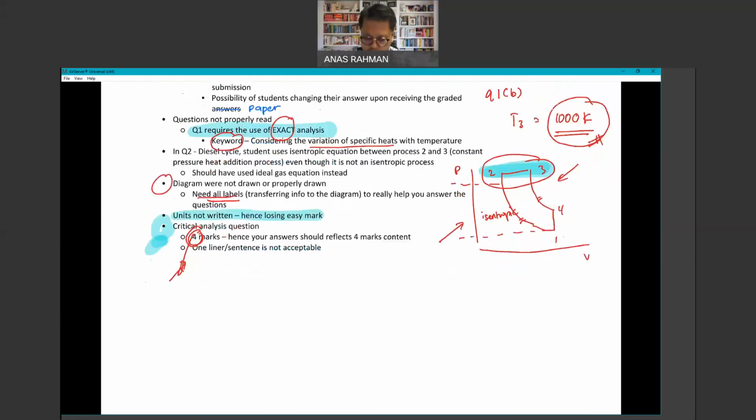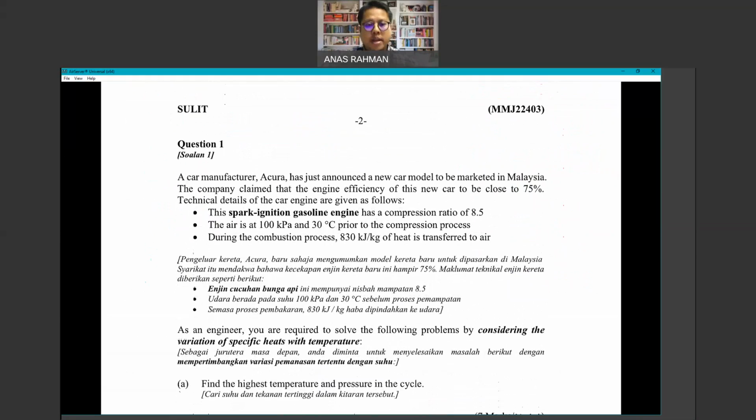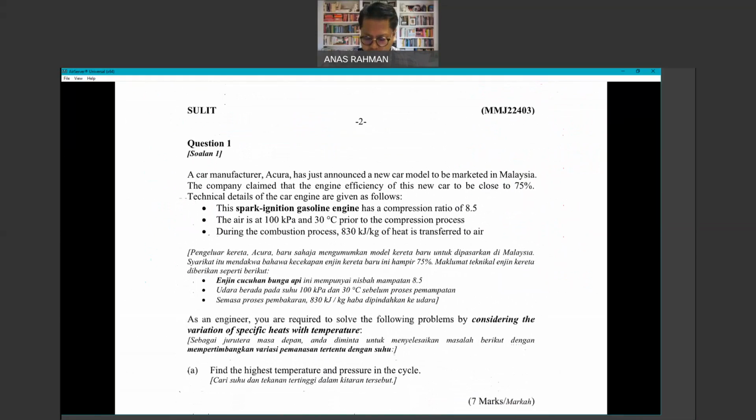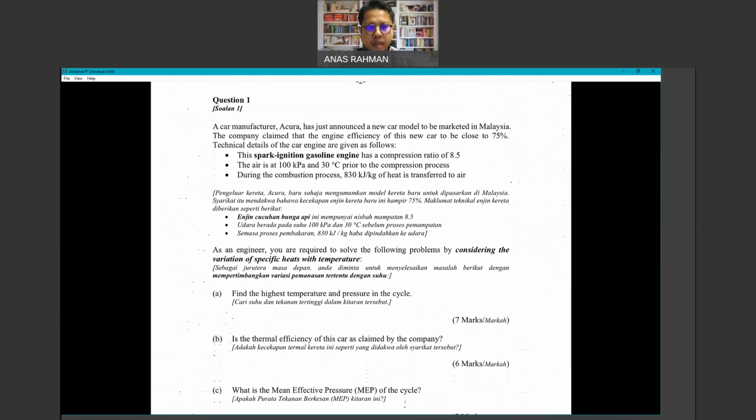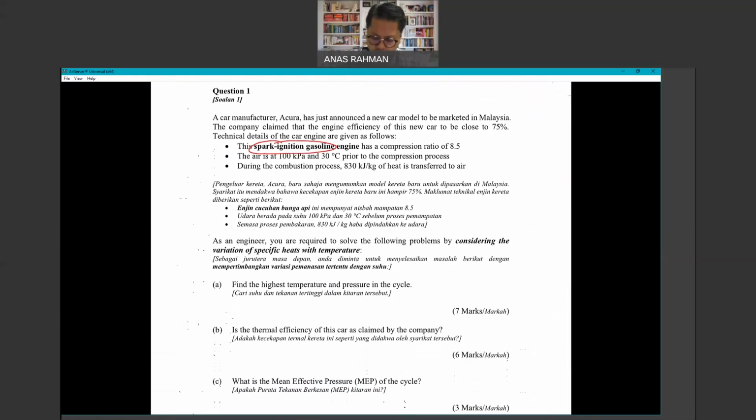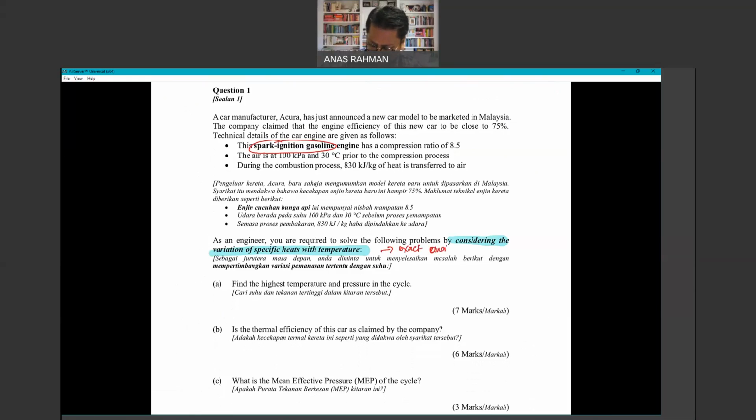Okay, so let's proceed quickly to question number 1. I believe all of you have a copy of the question with you. So this is the first question. Basically it is a spark ignition gasoline engine with the details given. And for the first question, the keywords that you need to pay attention to are these: variation of specific heats with temperature. So this basically requires you to use the exact analysis.